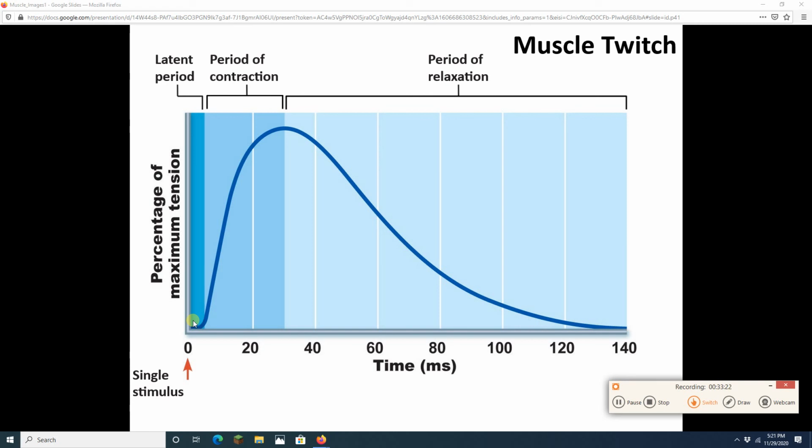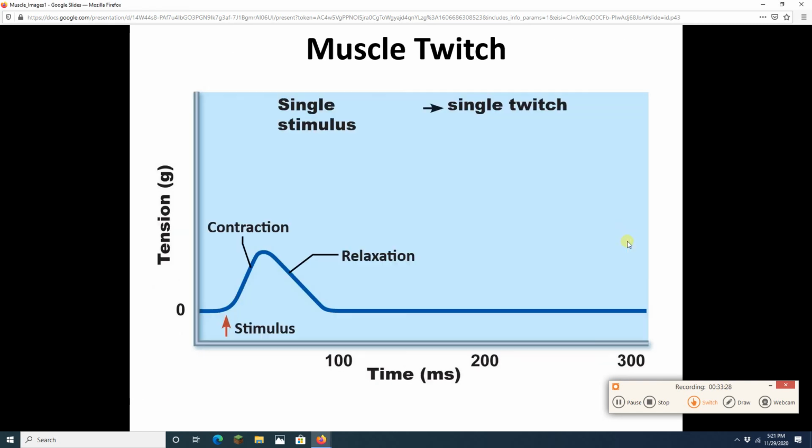So this is a muscle twitch graph right here. And, if I can get to the next slide, I got another muscle twitch graph here as well. The time scale changed. That's why it looks a little different. So the latent period is hard to see. Contraction, relaxation. Stimulate a muscle fiber, we get a twitch like this. But you know what we can do? We can stimulate it more than once.